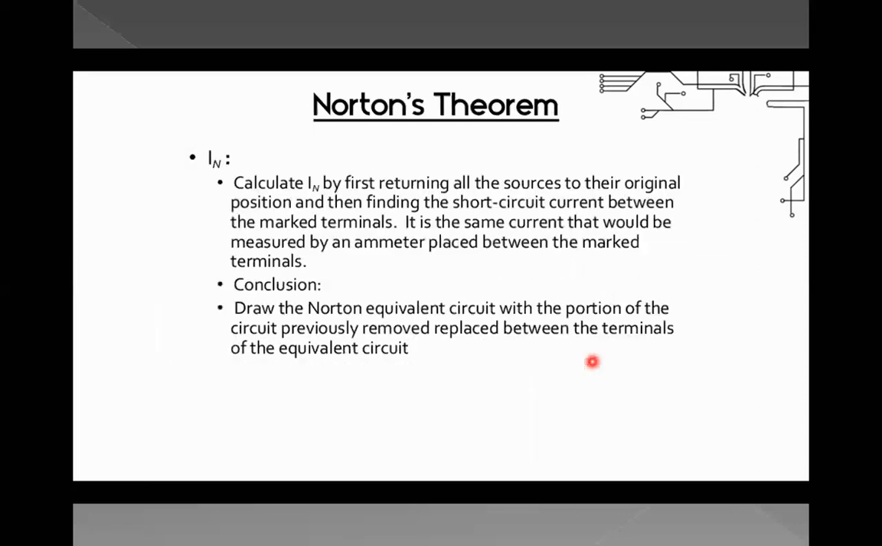So this is one. And how do we calculate IN in the circuit? First, return all the sources to their original position, because earlier we made them short circuit. Then find the short circuit current between the marked terminals. It is the same current that would be measured by an ammeter placed between the marked terminals. So what is the conclusion? Draw the Norton equivalent circuit with the portion of the circuit previously removed, replaced between the terminals of the equivalent circuit.